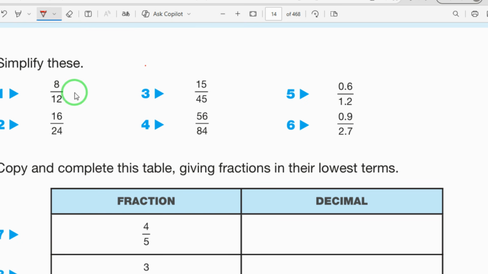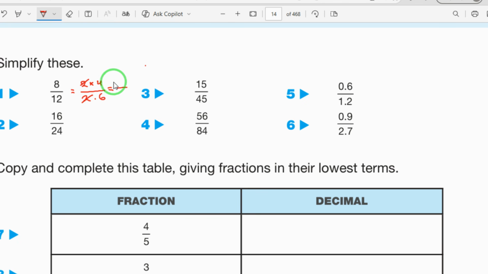Here to simplify, first we can write instead of 8, 2 times 4. 2 times 4 is 8. Instead of 12, we can write 2 times 6. So here we directly simplify 2, and just 4 over 6 remains.